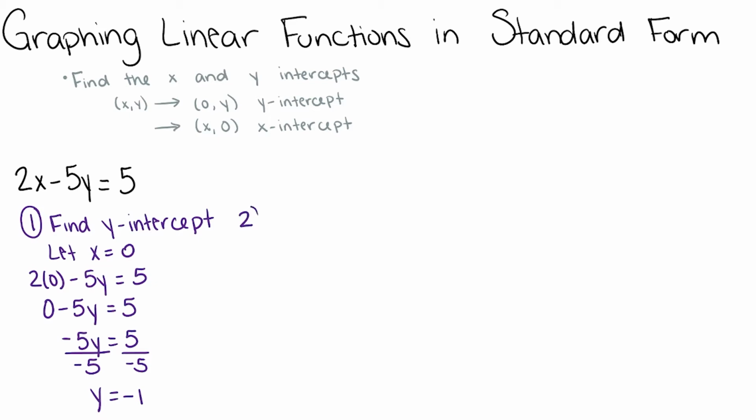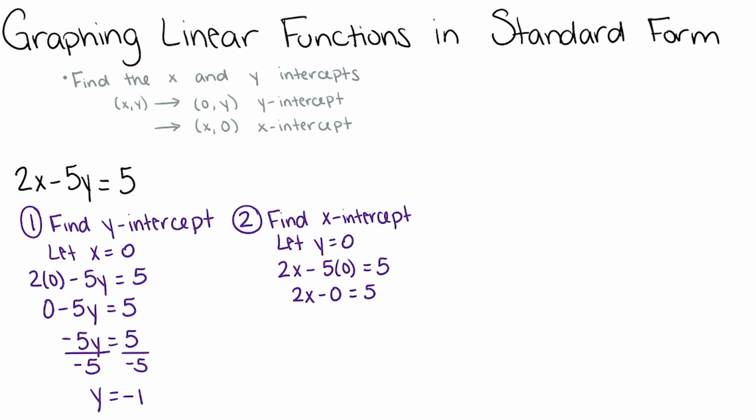Now let's find our x-intercept. Set y equal to 0, so plugging in 0 for y gives us 2x minus 5 times 0 equals 5, or 2x minus 0 equals 5. So 2x equals 5, divide both sides by 2, and x equals 5 over 2. So we have an x-intercept at (5/2, 0).